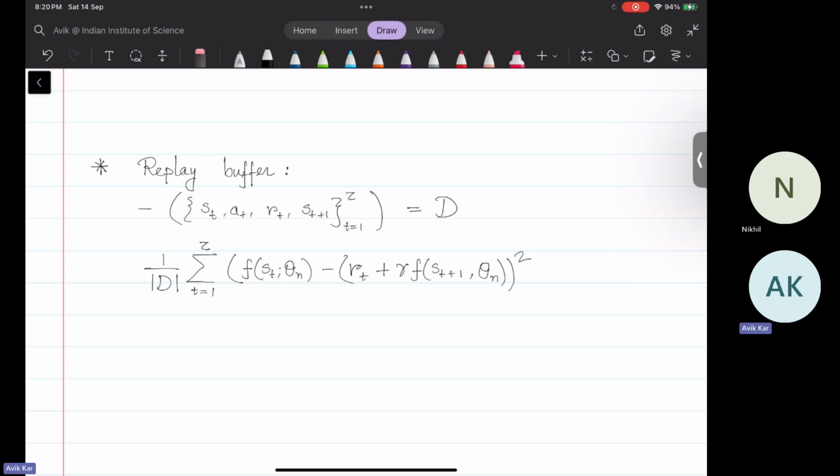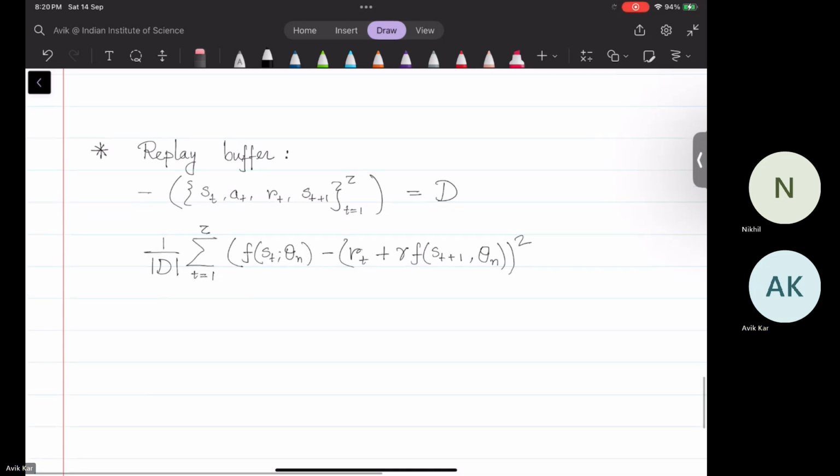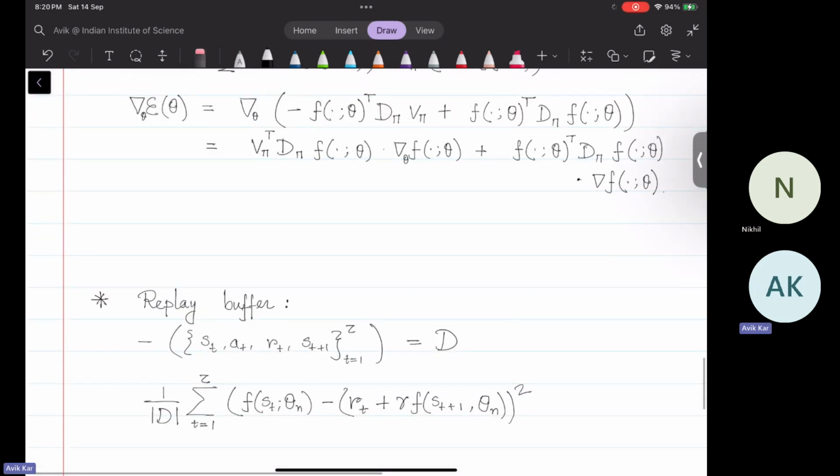So this is mainly done in DQN, deep Q networks. This way you are not throwing any samples away.